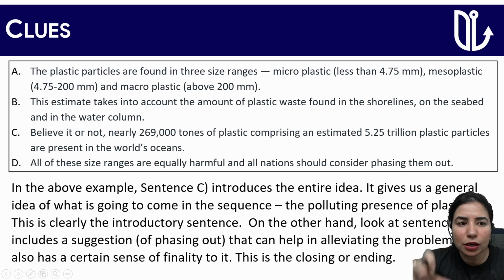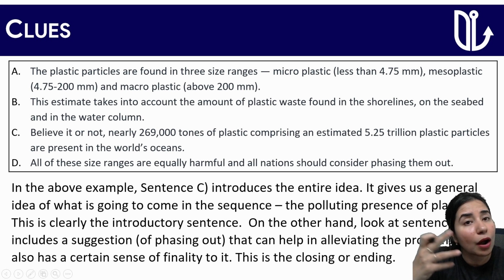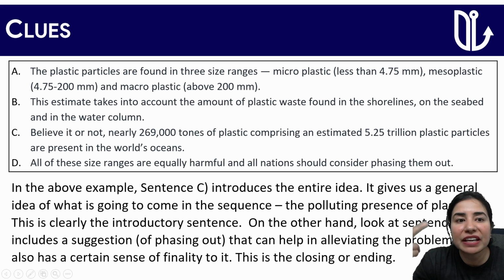But if you take a look at all these statements, you'll find the C statement to be a broader one and telling you what would be the entire idea of discussion, right? B cannot be an opening statement because this says "this estimate." So we need to have an estimate in the previous statement, right? So B gets eliminated. Now again, same problem with D. All of these size ranges. That means the previous statement has to talk about size ranges. So D again cannot be an opening statement.